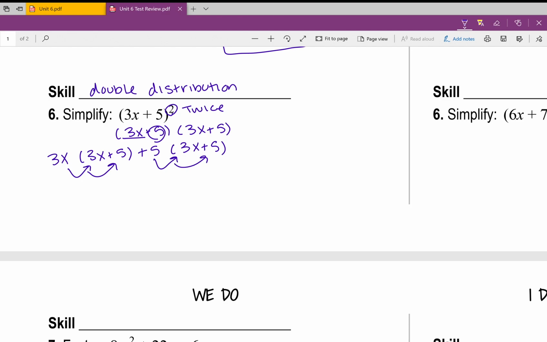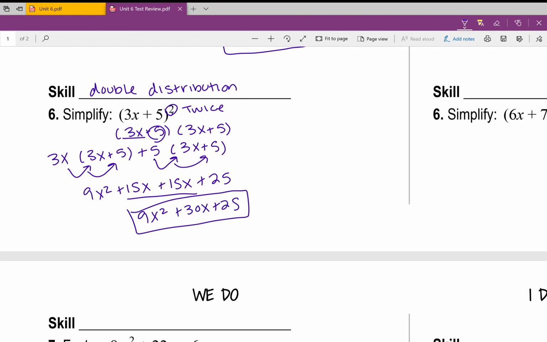So 3x times 3x is 9x squared. 3x times 5 is 15x. 5 times 3x is 15x. 5 times 5 is 25. I add the middle terms. I get 9x squared plus 30x plus 25. That's my answer.